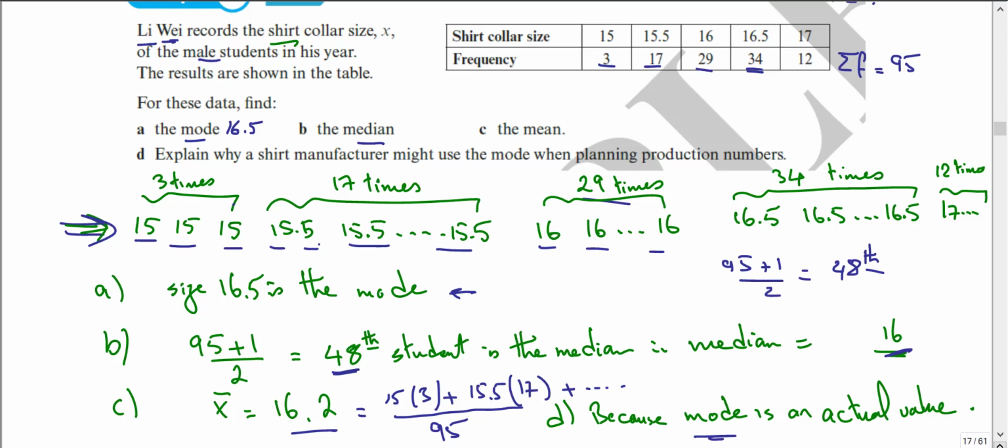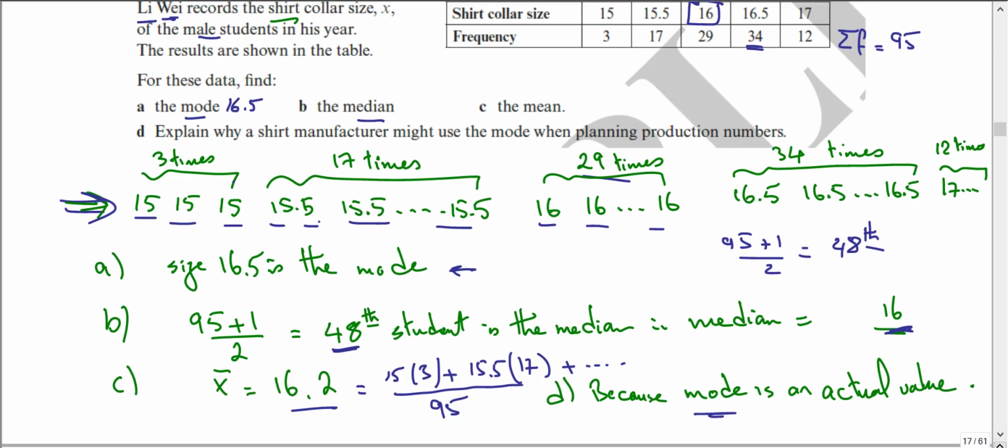Okay, add another 29. That's 49. So our student number 48 belongs to which group here? He's somewhere here, right? This is the first 3 students, then you have another 17 students, and then you have 29 students. So student 48 belongs here. It means the median is what? 16. This is the median. You get this?